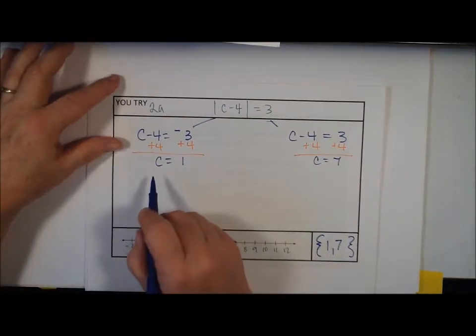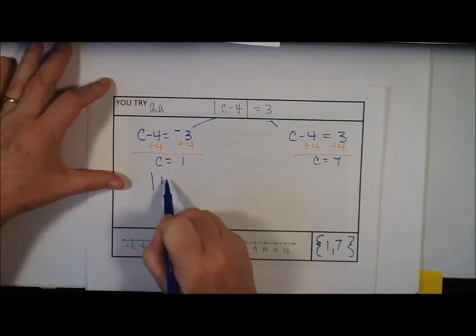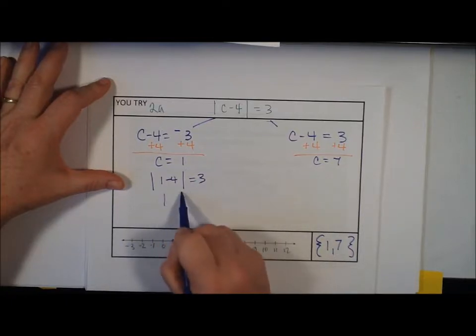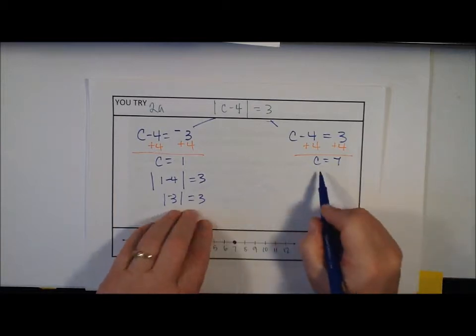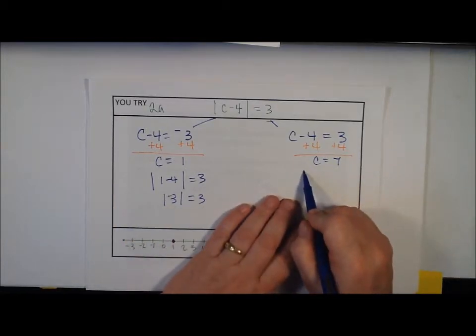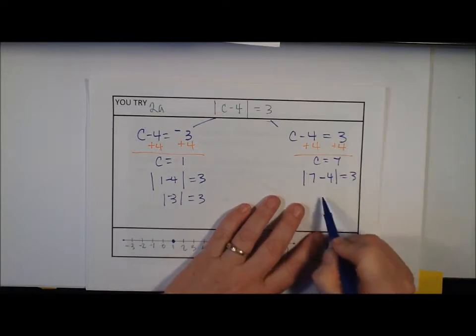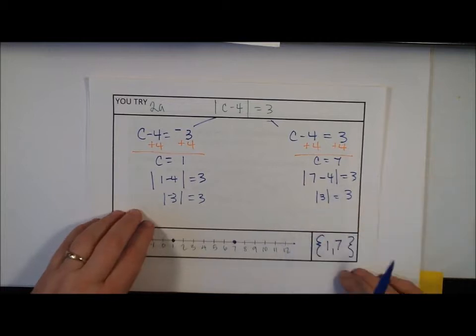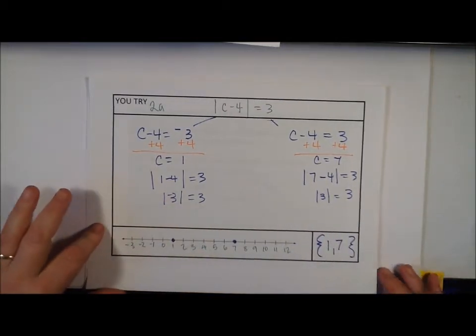And we can check this by saying, is it true that the absolute value of 1 minus 4 equals 3? So that's the absolute value of negative 3, and that's true. And here we'll test it again. Is it true that the absolute value of 7 minus 4 equals 3? Absolute value of 3 equals 3. So we've done it right, so that's correct. Again, if you need to pause to catch up, this is when to do it.